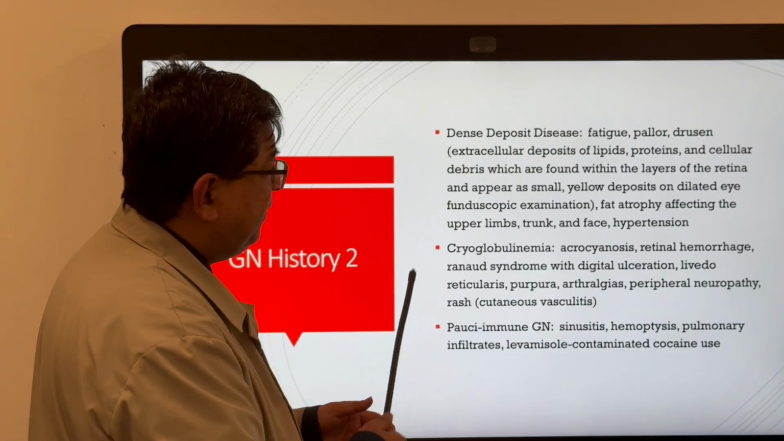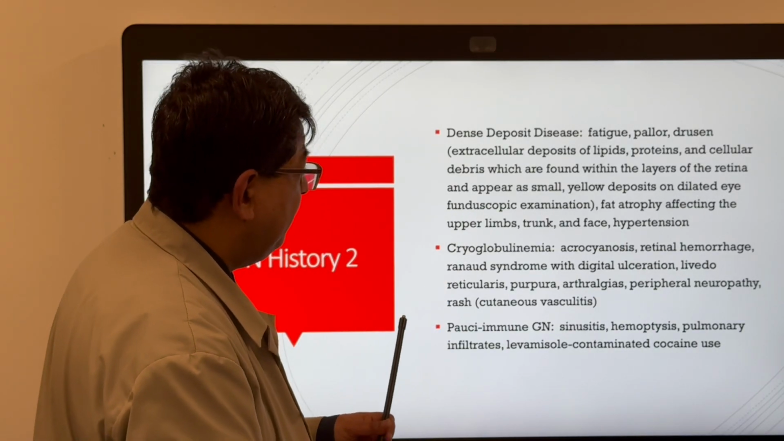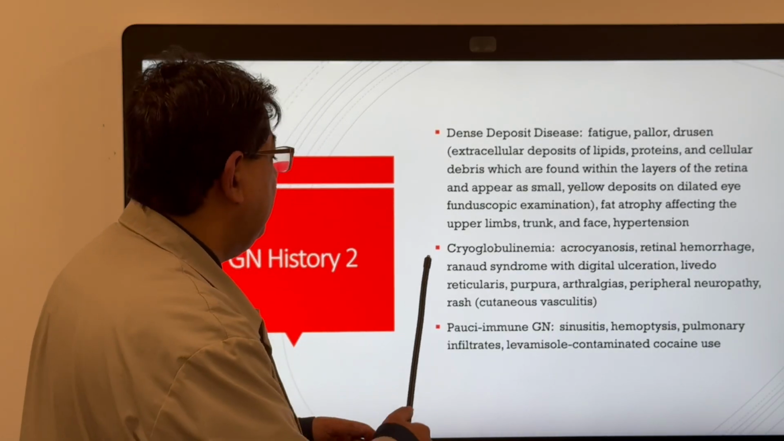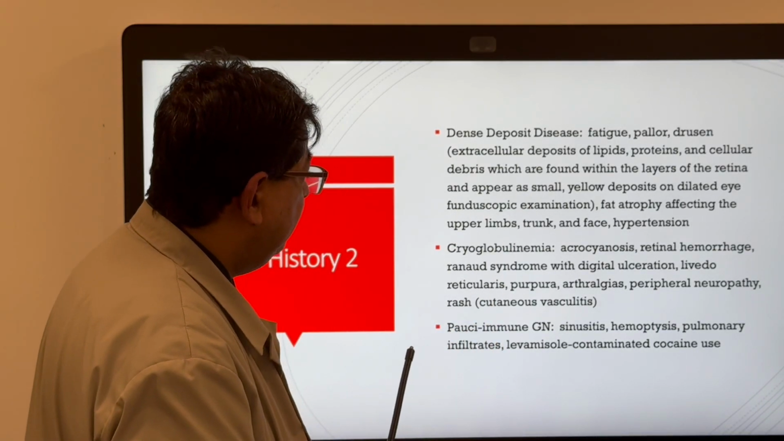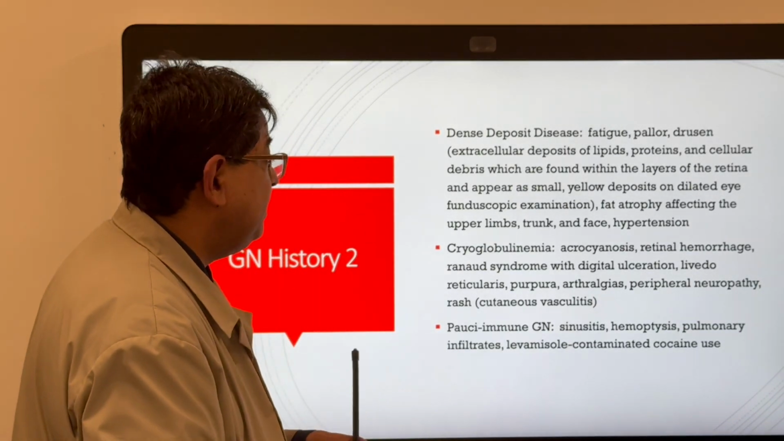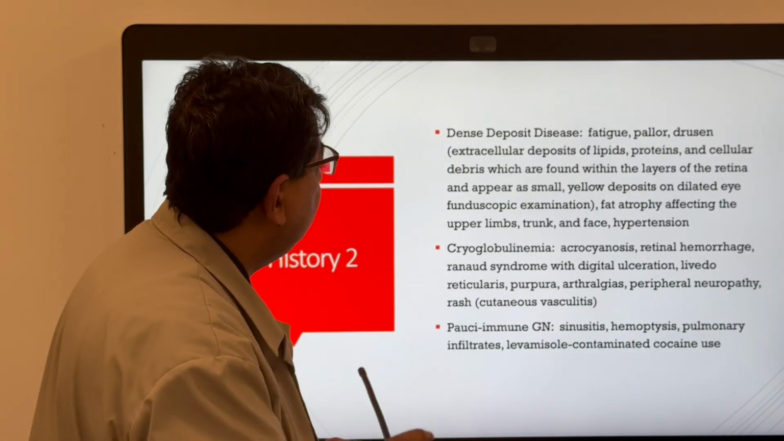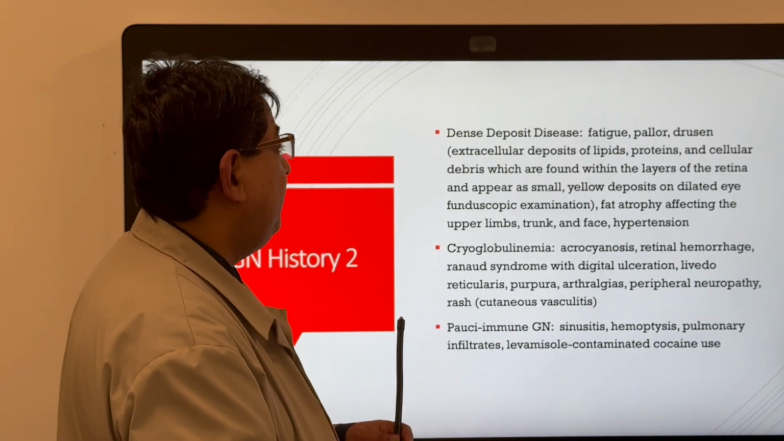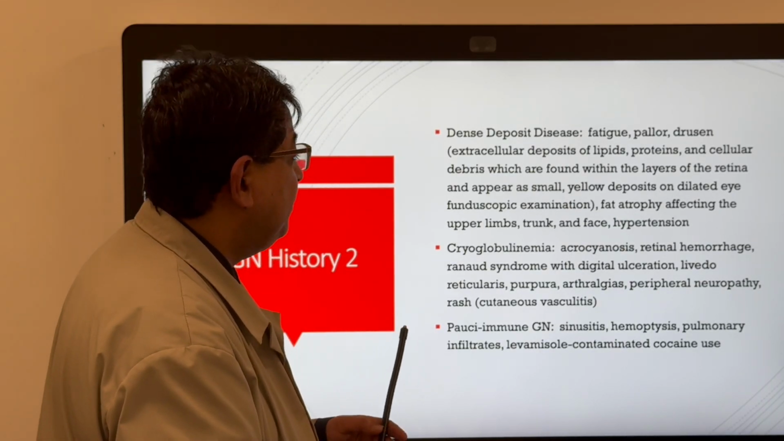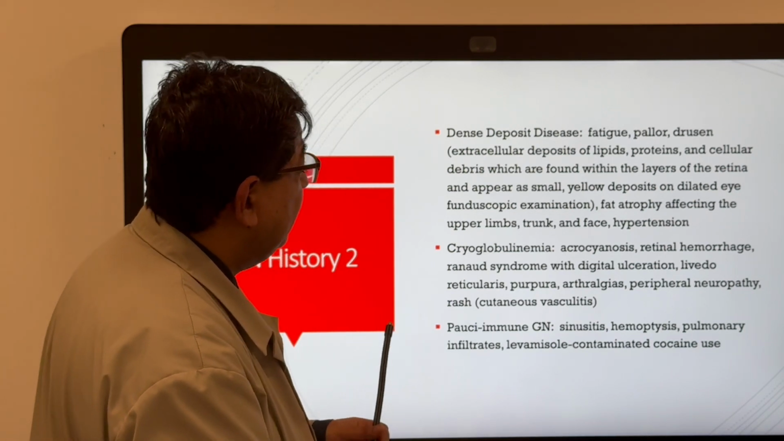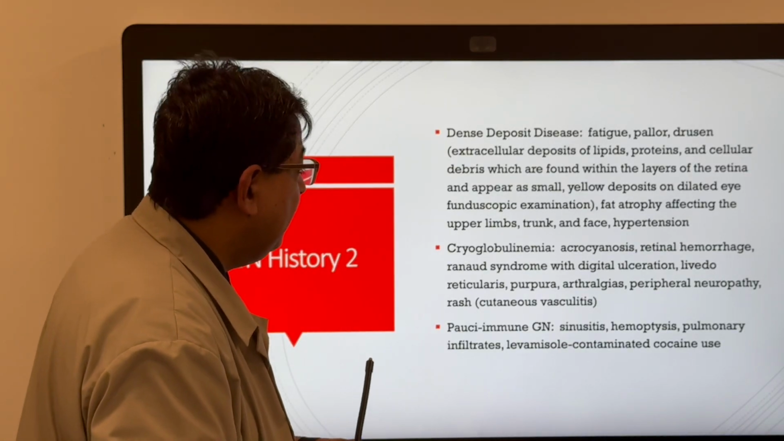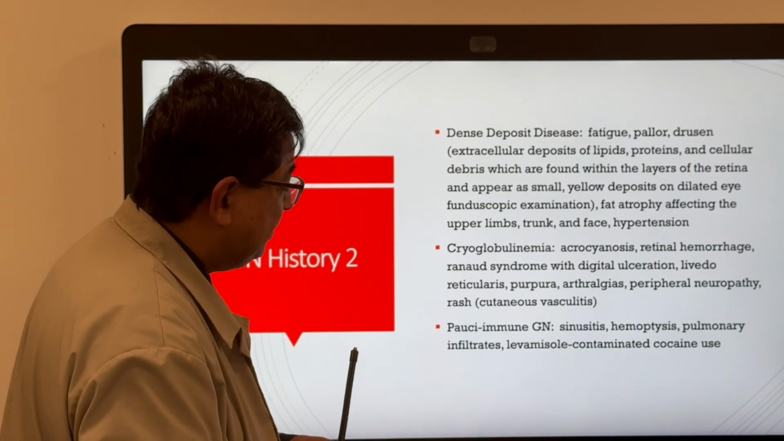Dense deposit disease is very rare, but you should ask them about non-specific symptoms like fatigue, pallor. And then drusen is an ophthalmologic finding, which you might see mentioned in the record. That would be extracellular deposits of lipids, proteins, and cellular debris which are found within the layers of the retina. And they appear as small yellow deposits on dilated eye fundoscopic examination. Other things to think about would be fat atrophy affecting the upper limbs, trunk, and face, and then non-specific things like hypertension.